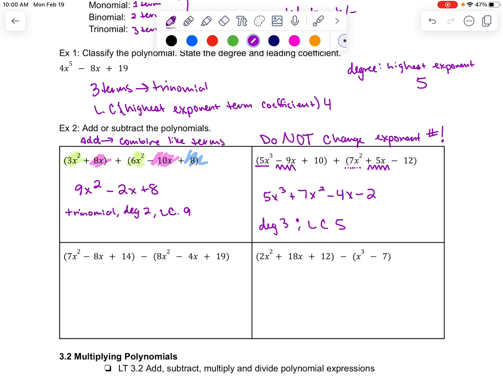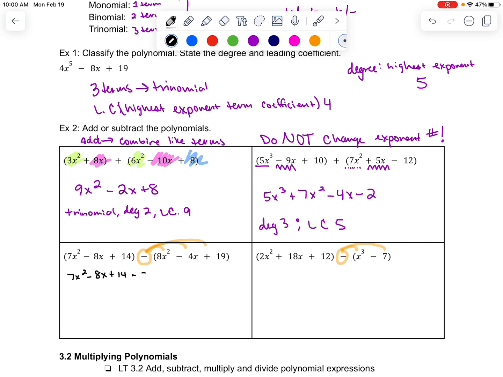Now, when you are subtracting, the biggest thing that students struggle with is that this negative has to be distributed. Now, what do I mean by that? Here's what I mean by that. This is now going to change to 7x squared minus 8x plus 14. So nothing changed with that first one. That second one, though, it does change. So basically, you're changing the sign of anything inside those parentheses after the subtraction.